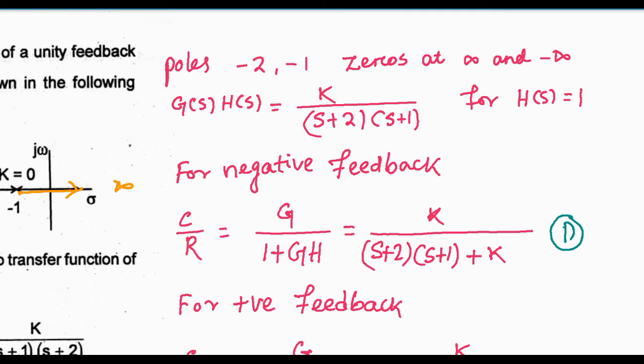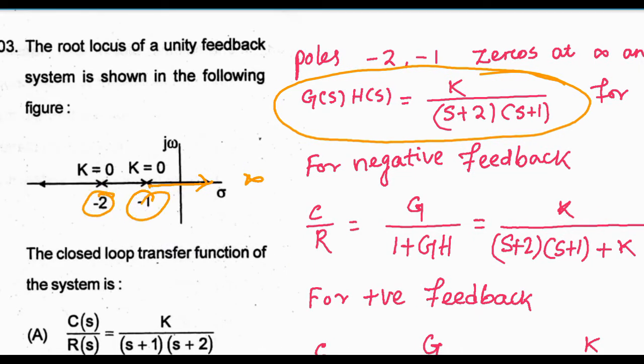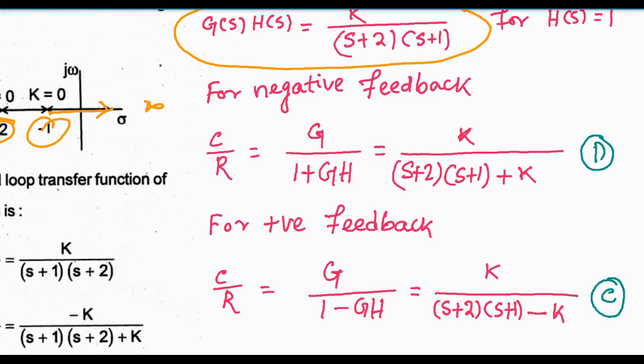For Hs equal to 1, the negative feedback system, this is simply the transfer function, because these are the poles: K by s plus 2 into s plus 1. And for a negative feedback system, what will be the system transfer function, C by R? C by R is G by 1 plus GH. This is for a negative feedback system. Generally we use the negative feedback system: K by s plus 2 into s plus 1 plus K. And for a positive feedback system, this will be G by 1 minus GH, and this will be K by s plus 2 into s plus 1 minus K.